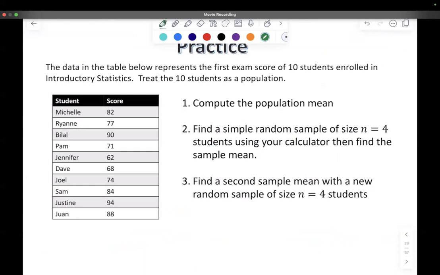I would like you, with your own fancy schmancy calculator, to compute the population mean of these test scores. There are 10 test scores here. Go ahead and calculate the mean of these test scores.